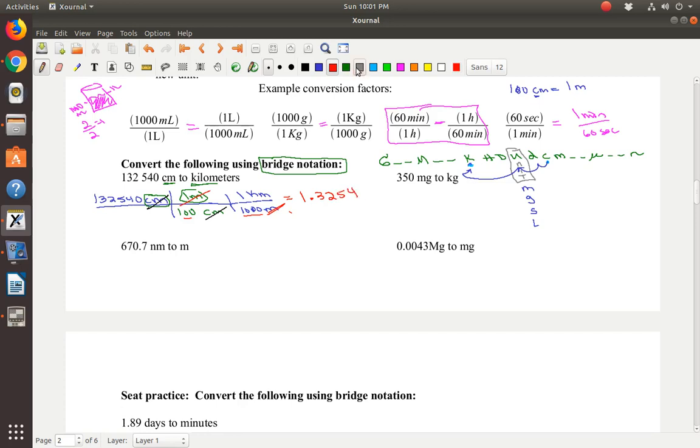1.3254. And what unit did I not cancel? I did not cancel kilometers. And that's what I asked you to end up with. So that's the answer. Now, I can use my giga, mega, King Henry drank Ucky dark chocolate milk to check this.